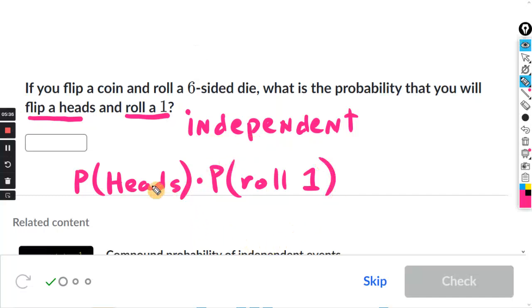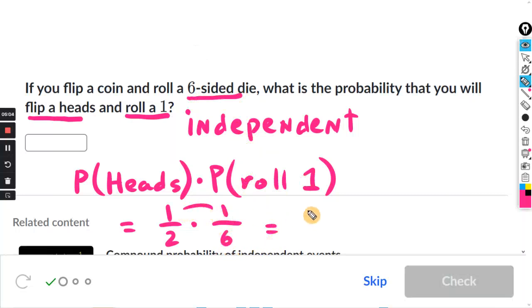All right, they're independent, so you're just multiplying. What's the probability of getting heads? 50-50, right? You can write 0.50, but it's easier to just write 1/2. There's a 1 out of 2 chance you roll a heads. How about the probability of rolling a 1? Well, the die has 6 sides, so the probability of getting a 1 is going to be 1 out of 6.